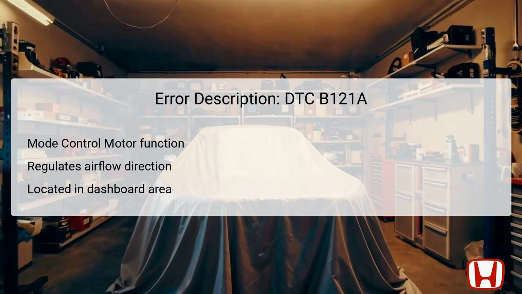The DTC B121A indicates a problem with the mode control motor circuit, specifically an open circuit. The mode control motor is a vital component of the vehicle's climate control system, responsible for adjusting the direction of airflow to various vents such as the face or foot vents. It operates based on inputs from the climate control unit, allowing drivers to customize their comfort level within the cabin.